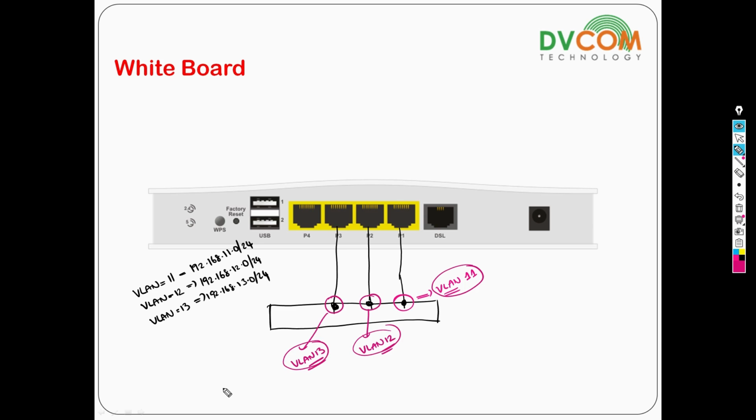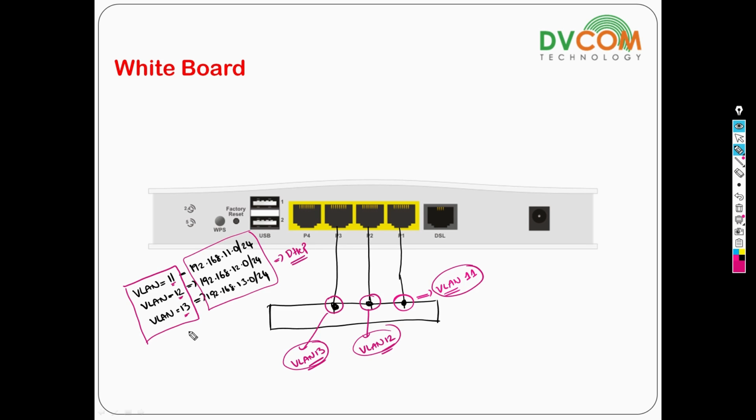So again I am going to repeat it for you guys. You need to create 3 different VLANs inside your DrayTek switch: VLAN number 11, VLAN number 12 and VLAN number 13. Then after that you can assign port number 1 into VLAN number 11, port number 2 into VLAN number 12, port number 3 into VLAN number 13. And already you configured these subnets inside your DrayTek router, and also you enabled the DHCP. That's your first step guys.